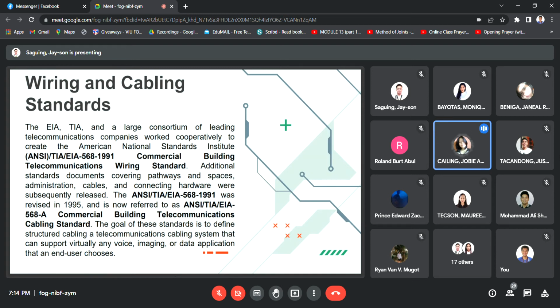And to address this issue, the communications industry recognized the need to define a cost-effective, efficient cabling system that would support the widest possible range of applications and equipment.